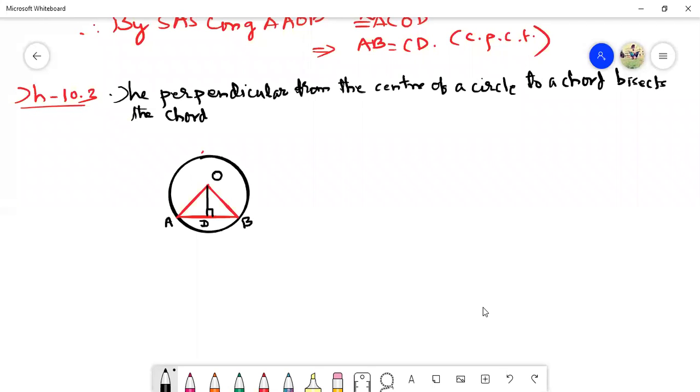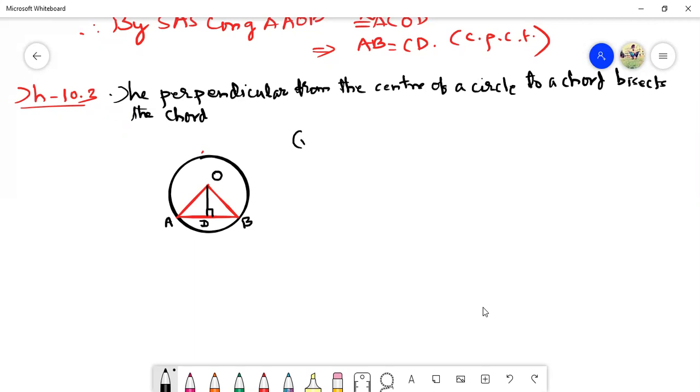Theorem 10.3. The perpendicular from the center of a circle to a chord bisects the chord. Means this, O is the center. From this OD is perpendicular. This is given, it is a perpendicular. We have to show that this bisects the chord.